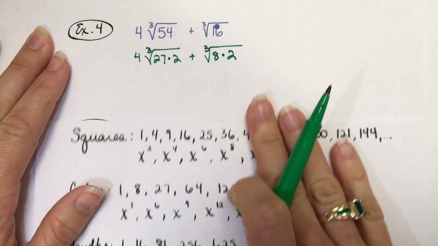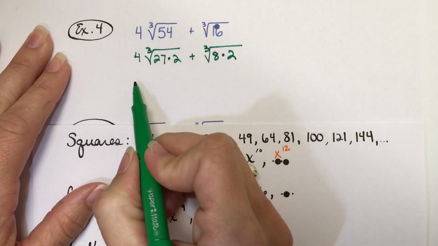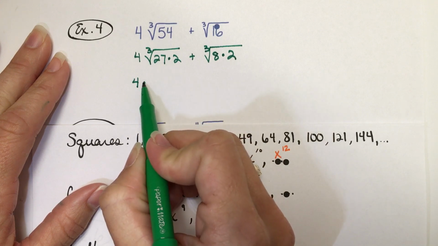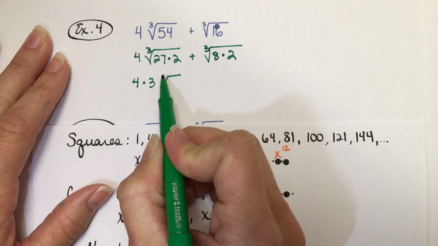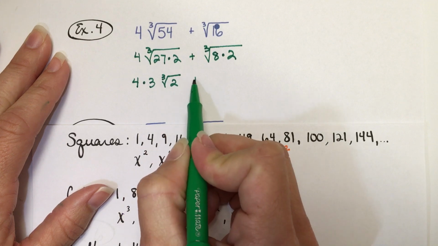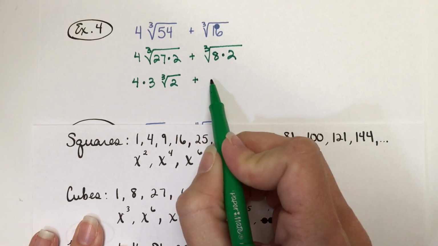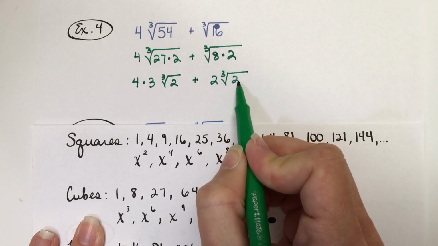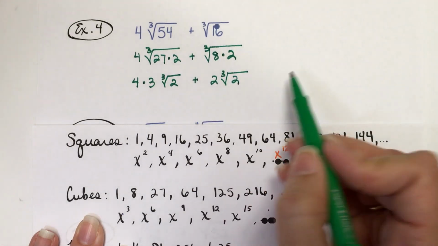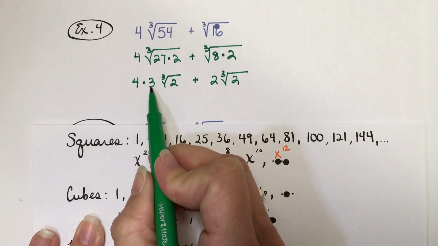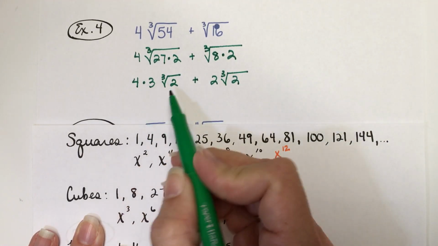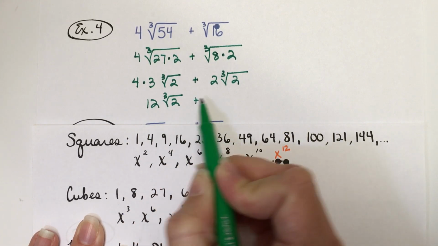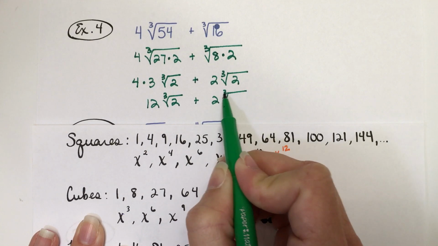Okay, so now you got your 4 out front. Cube root of 27 is 3, so that 3 comes out front. The 2's left underneath. Okay, cube root of 8 is 2. And then this 2's left underneath. Okay, let's do one more step here, because I've got to now multiply the 4 times the 3. So I'm going to have 12 cube root 2 plus 2 cube root 2.